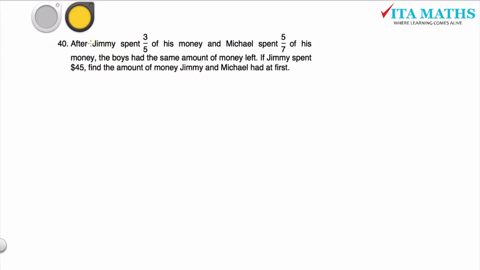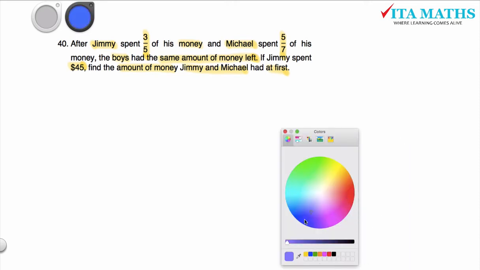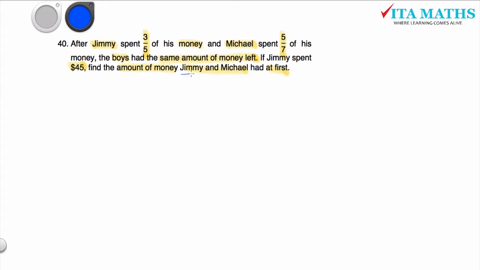Okay, now we look at question number 40. Question number 40, let's read through it. After Jimmy has spent 3 out of 5 of his money, and Michael spent 5 out of 7 of his money, the boys had the same amount of money left. If Jimmy spent $45, find the amount of money Jimmy and Michael had at first. So eventually you have to find out how much Jimmy and Michael had at first.